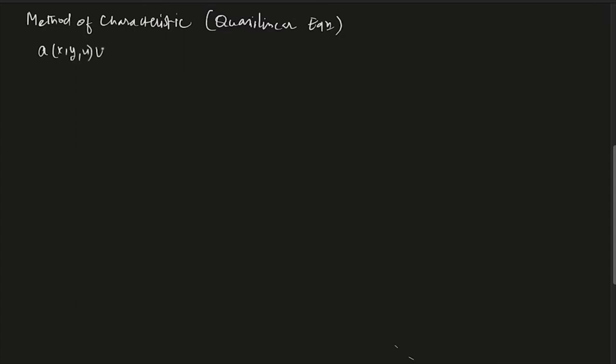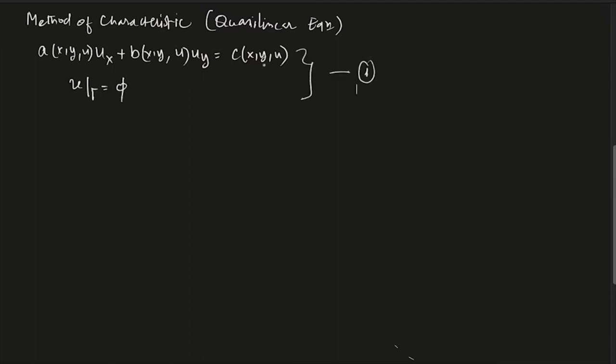So basically, we are talking about an equation which looks like this: a of x, y, u, u_x plus b of x, y, u, u_y equals c of x, y, u. And u restricted to gamma is, let's say, phi. So, this is the equation which is given to us.